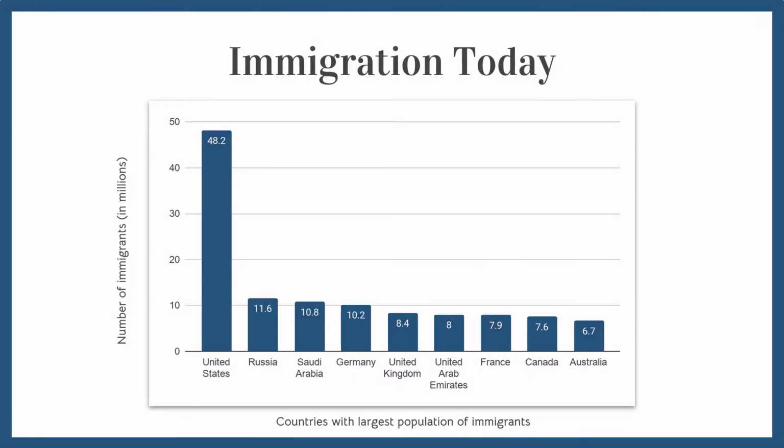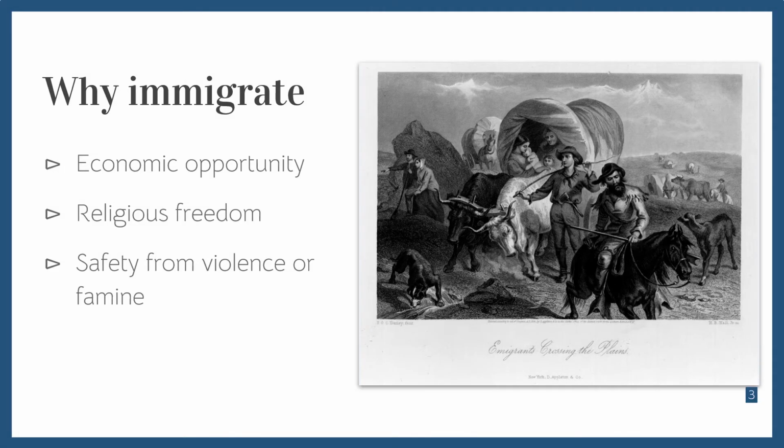The United States is frequently described as a nation of immigrants. Today, more than 40 million immigrants live in the U.S. In fact, right now, more immigrants live in the U.S. than in any other country in the world. The reasons people immigrate have barely changed in the last 500 years. Economic opportunity, religious freedom, and safety from violence or famine are at the top of the list.